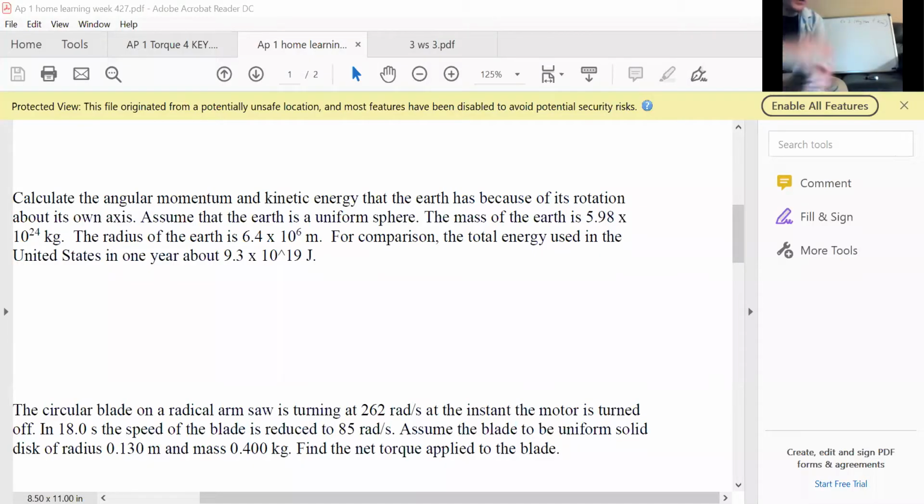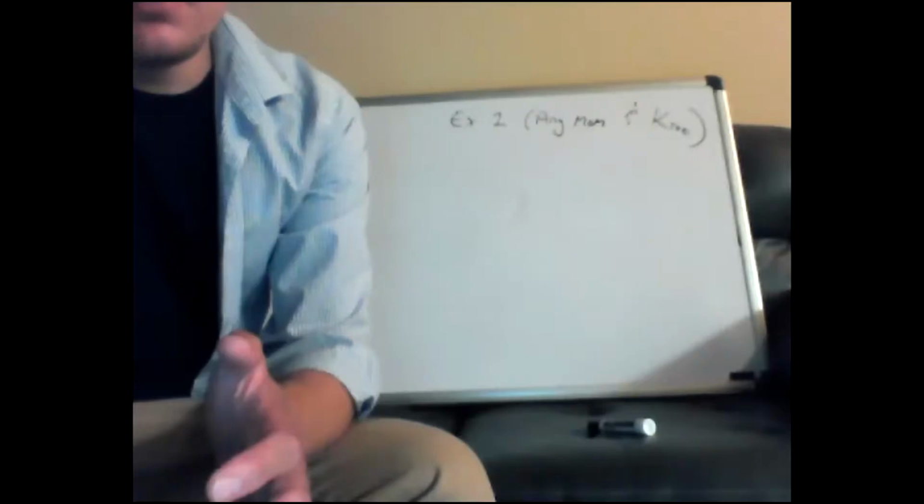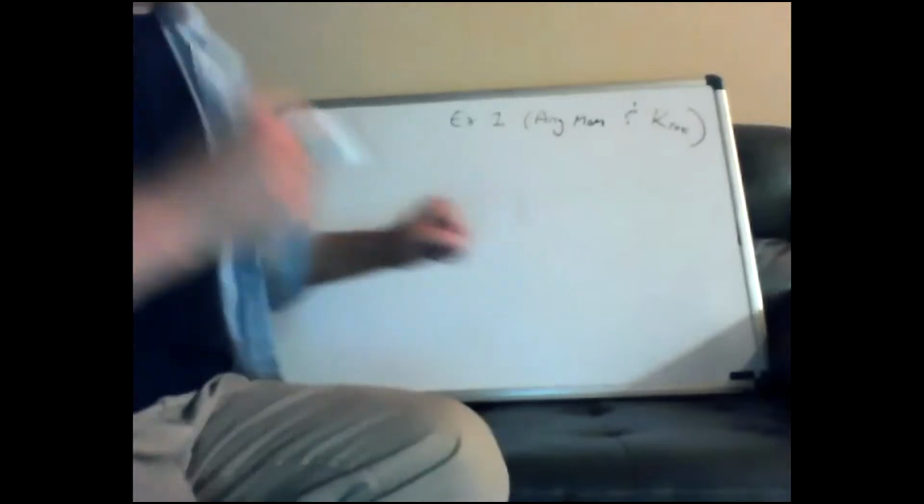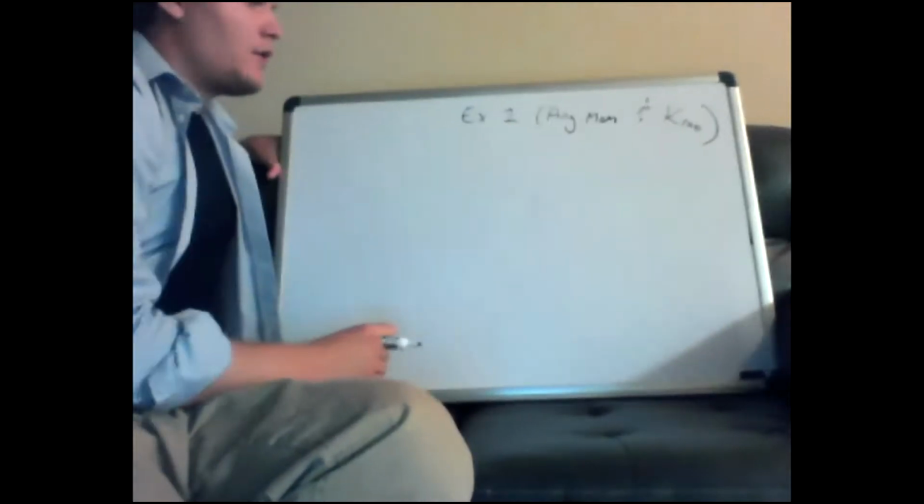If you want, pause the video and read it more carefully, but the basic problem is that we want to calculate the angular momentum and the kinetic energy of the Earth, and they give us the mass of the Earth and the radius of the Earth. Then they want us to compare this with the total energy use of the United States in 1 year. Okay, let's just start with angular momentum.